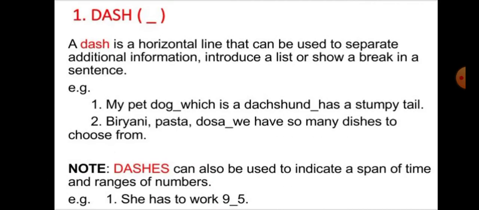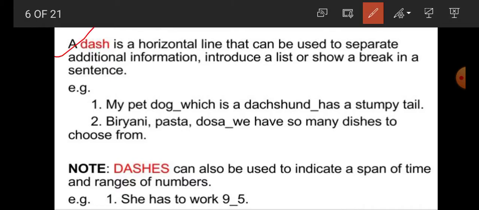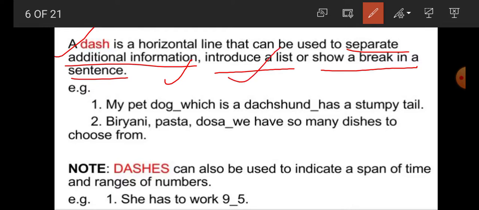So number 1, dash. Students, you can see here, what is a dash? A dash is a horizontal line that can be used to separate additional information. Number 2, introduce a list. And number 3, to show a break in the sentence. A dash is a horizontal line that can be used to separate additional information, introduce a list, and show a break. For example, in sentence number 1, my pet dog, which is a dachshund, has a stumpy tail.